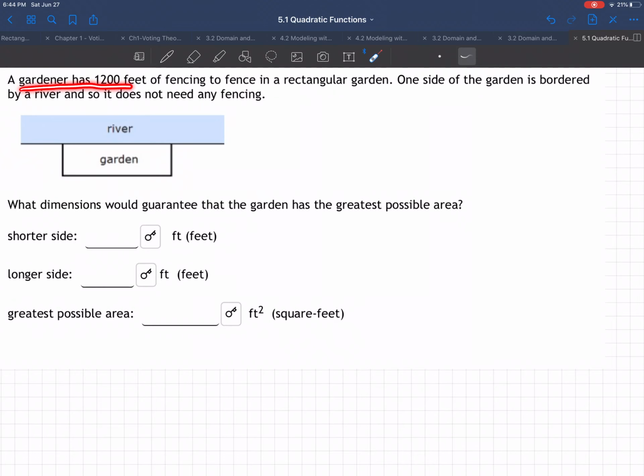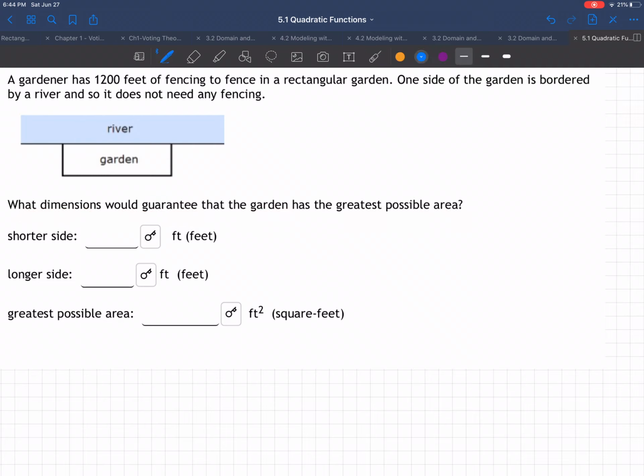A gardener has 1,200 feet of fencing to fence in a rectangular garden. One side of the garden is bordered by a river, and so it does not need any fencing. You can see it here, right? We just need fencing on these three sides, and the river handles the other side. What dimensions would guarantee that the garden has the greatest possible area?